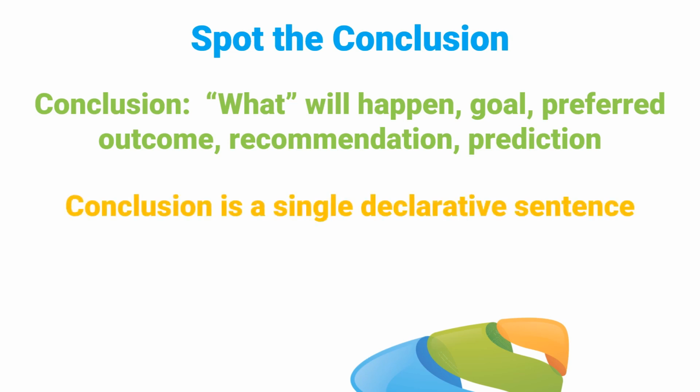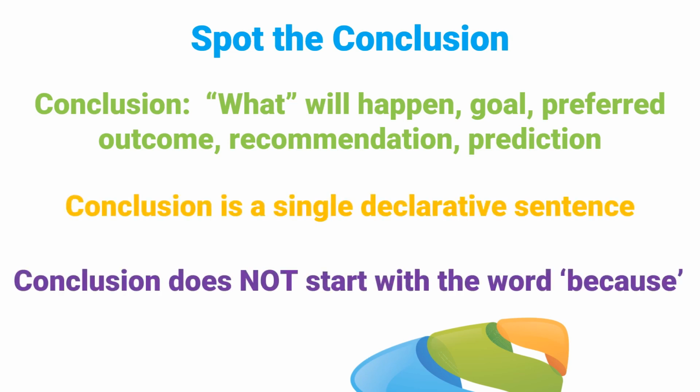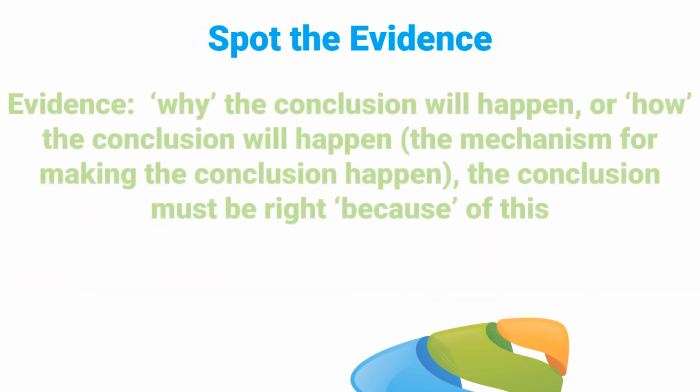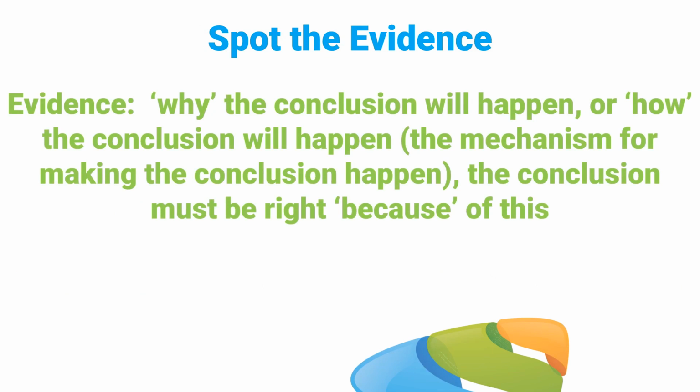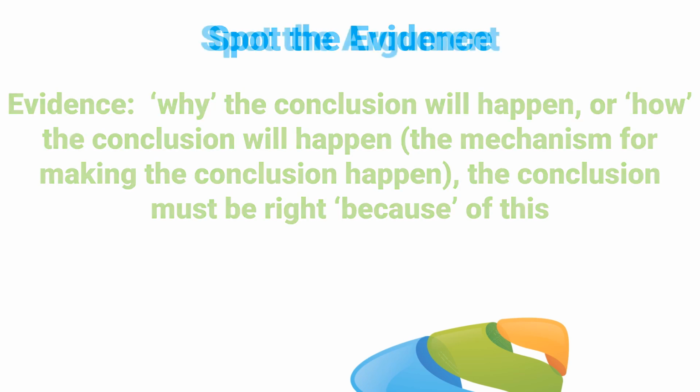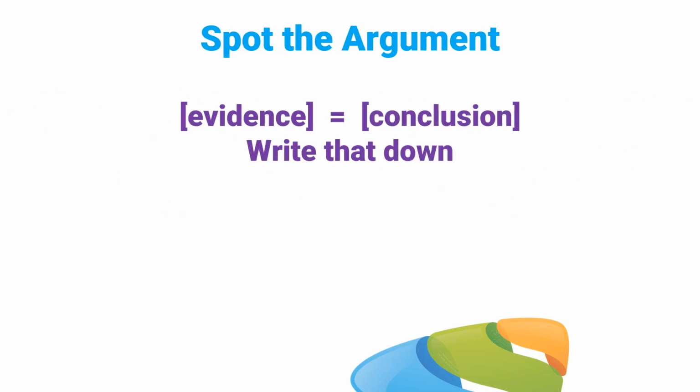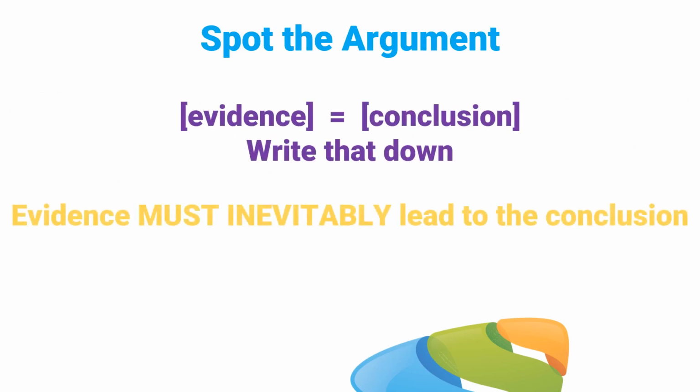Write down the conclusion in a single declarative sentence and do not start with the word because. The evidence is why the conclusion will happen or how the conclusion will happen. Some people think of it as the mechanism for making the conclusion happen. The idea is the conclusion must be right because of this. So the argument is some variation of because of this evidence, the conclusion must inevitably be correct. Now it's best to write down both the evidence and the conclusion. All right, let's do an example.